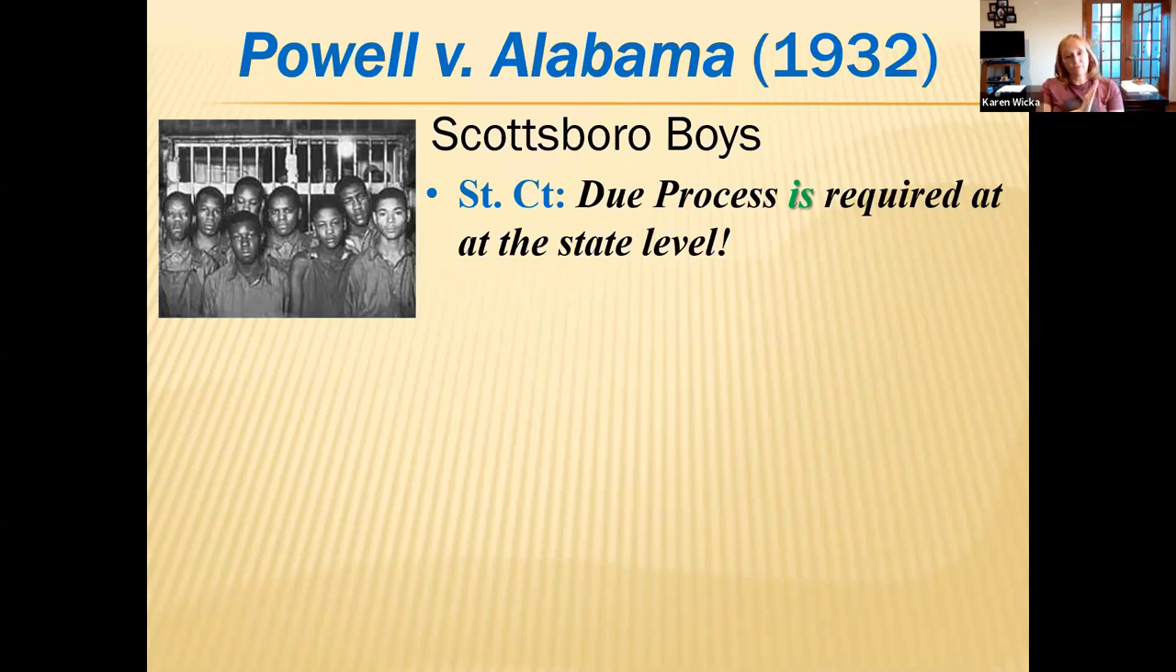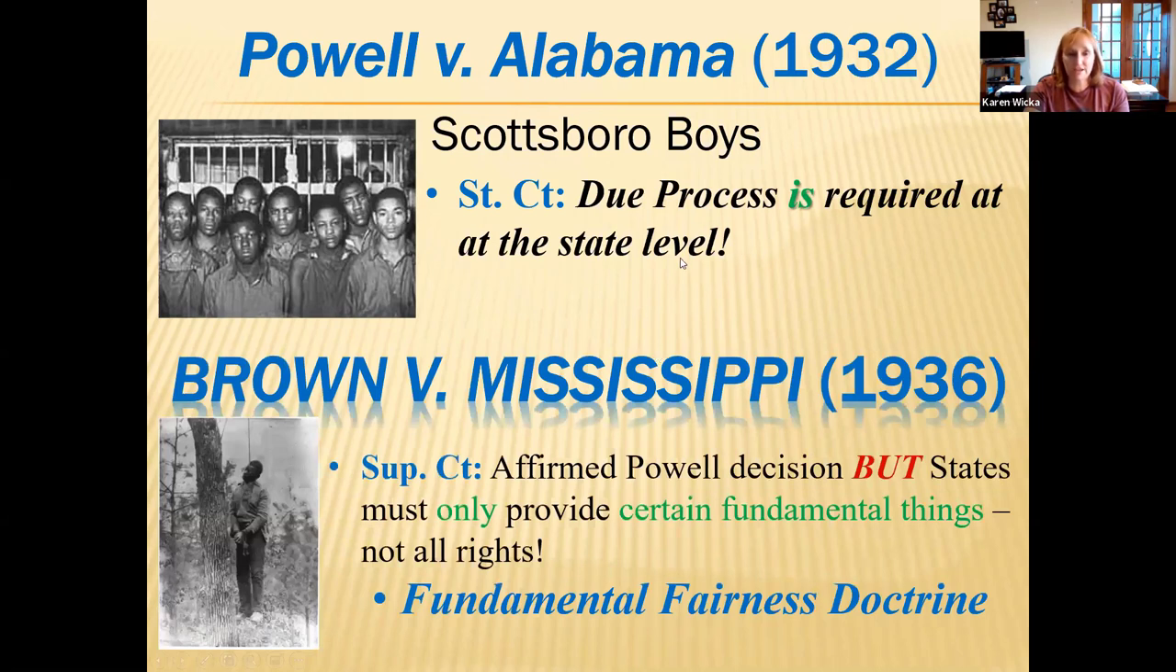And the Supreme Court said, you know what? We're not going to let the courts or the state level choose that. We're going to require that the right to a jury, the right to attorneys, those things are going to be required at the state level. And this was later affirmed by Brown versus Mississippi, which we'll talk about a lot later. And what the court said is, yes, although we're going to now require states to provide due process, we still won't require everything. Only things that we consider the most fundamentally fair to people in the system, okay?